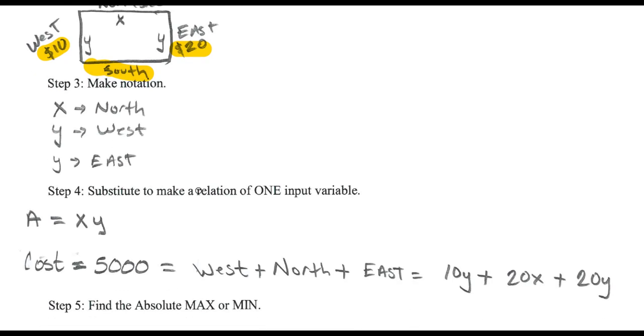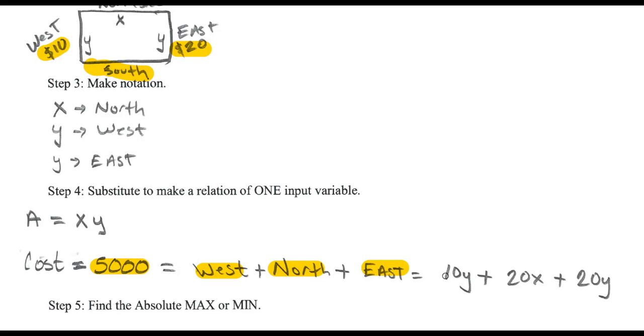Step 4. Substitute to make a relation of one input variable. I know that the area of this rectangle is x times y, length times width. But I also know that the cost equals $5,000 because that's how much money we have to spend. And that's equal to the construction of the west plus the north plus the east.